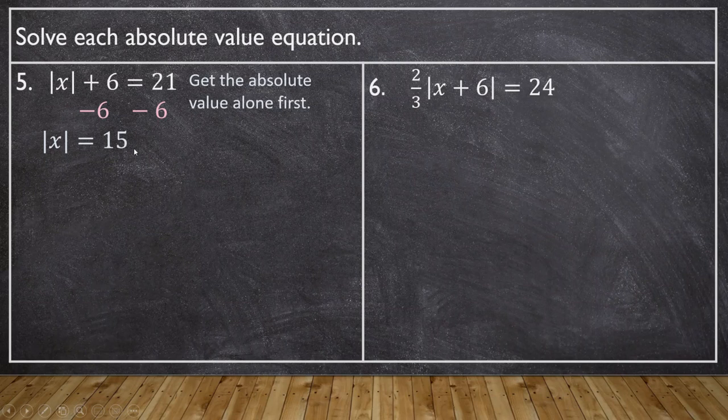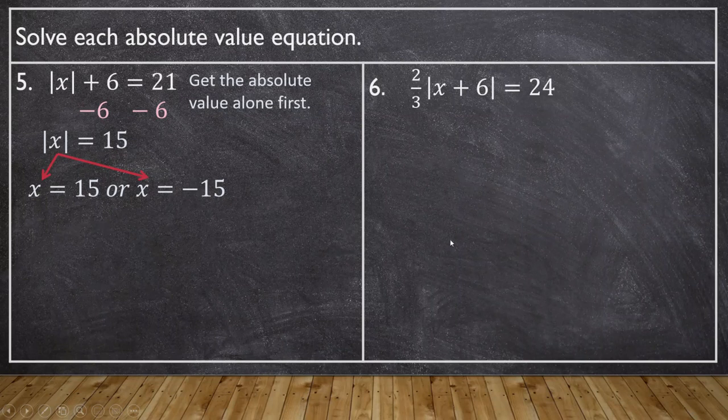This is the exact same thing as our first question. x is equal to 15 or x is equal to negative 15. Both of those values make this equation true. The absolute value of 15 is 15. The absolute value of negative 15 is also 15.